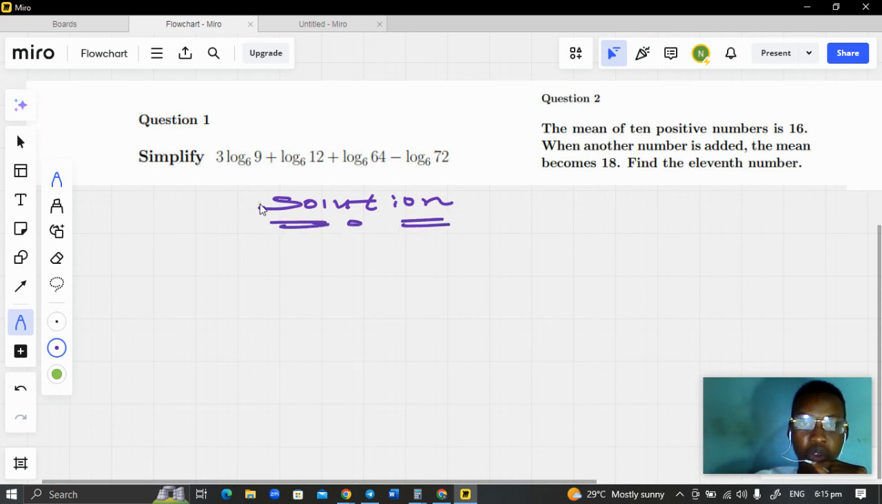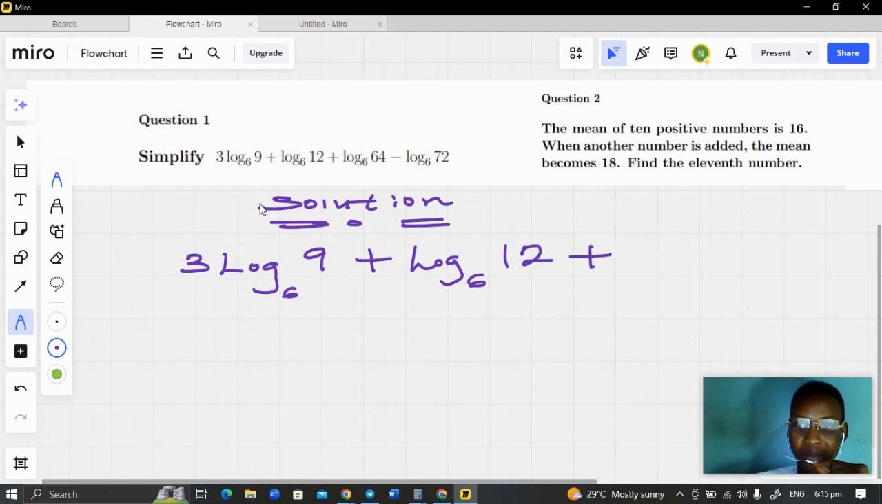For question number one, the question says simplify 3 log 9 base 6. So we have the logarithm value as 9, the logarithm base as 6, and the coefficient for the logarithm is 3. Then we add this together with log 12 base 6, and at the same time add log 64 base 6, and then finally subtract log 72 base 6. Now looking at this kind of question, the first term is logarithm of 9 base 6, which is being multiplied by 3.